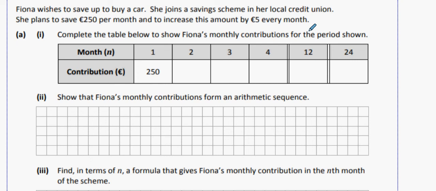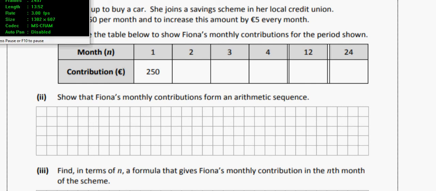But then it's not an arithmetic sequence, is it? Shut up, Fiona. Ooh. I just go, lads.